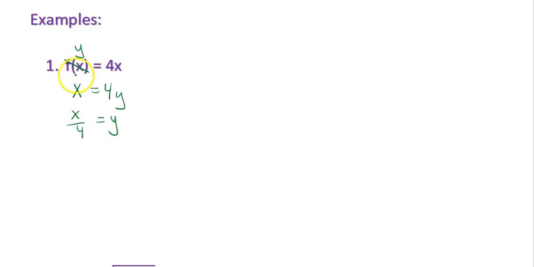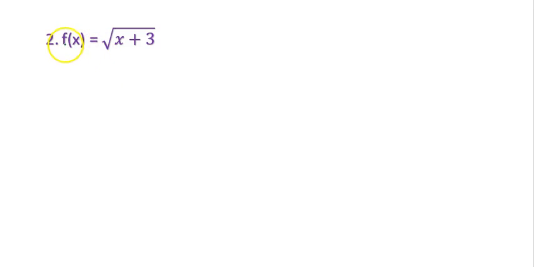And then since this problem was given in function notation, I'm going to replace that y with f inverse, and I'm going to switch it around just so it's prettier. So that y equals x over 4, or f inverse equals x over 4. So that's the basic steps. Switch x and y, solve for y, and if it was in function notation, replace that with an f inverse.